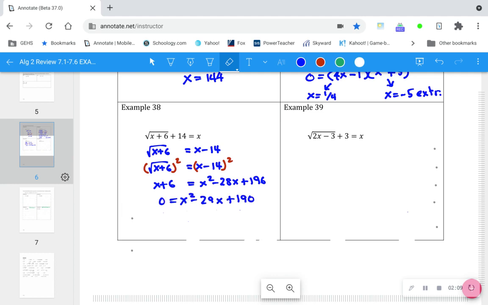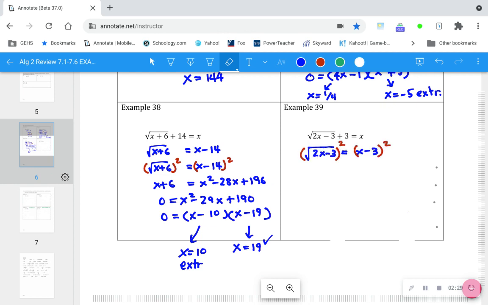All right, put everything on one side and factor. And when you set your factors equal to 0 on this problem, you have to check it. And one of the answers works, the 19. But the other answer fails, so we label 10 that answer extraneous. All right, the next problem is very similar to it. We're going to subtract 3 from both sides and then square it once you've got your square root by itself.